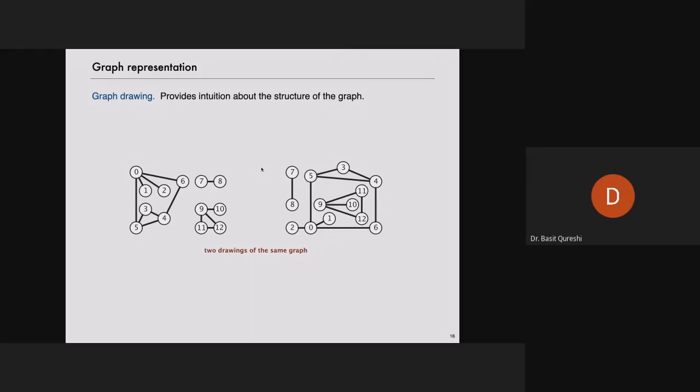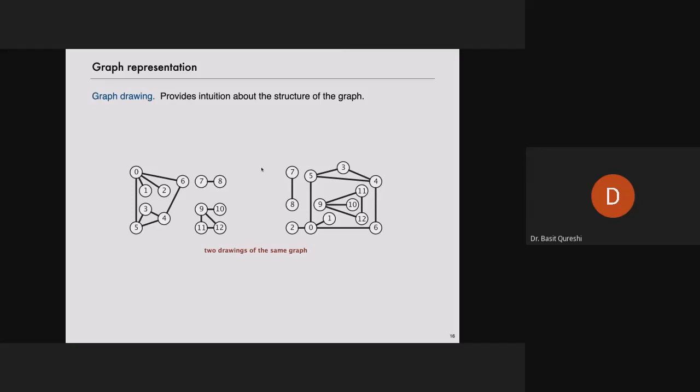So let's learn a few basics here. Drawing a graph does not mean that you have a unique kind of graph. Look at the 2 pictures in front of you. There's something on the left side, something on the right side. Look carefully. Both of these graphs are exactly the same. But if you look at the picture, they look quite different. So you have to look thoroughly.